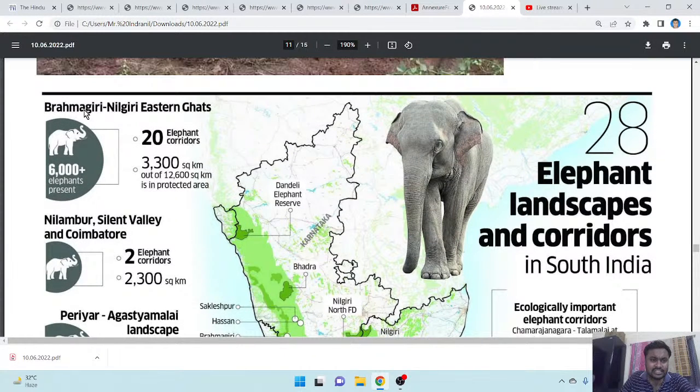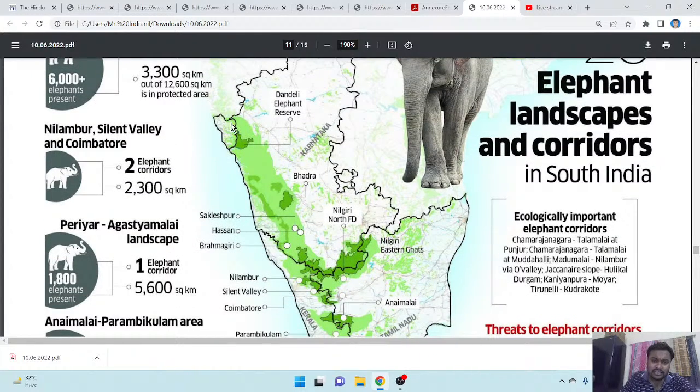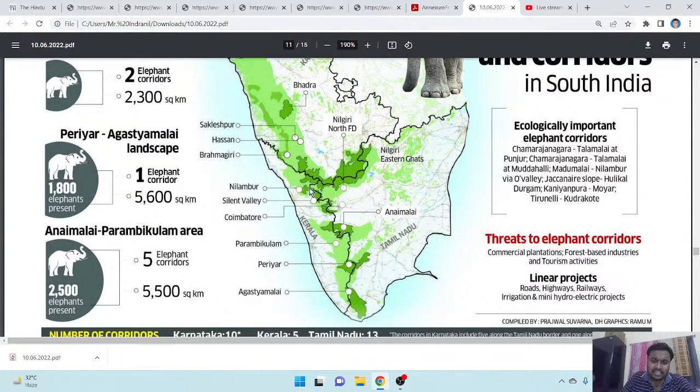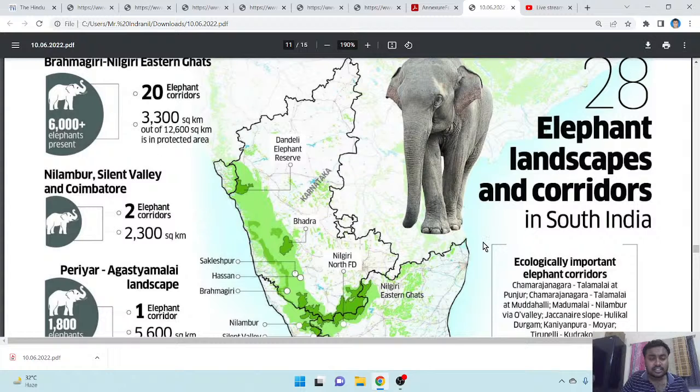And this location is situated in Karnataka as well as in Kerala, and some portion in Tamil Nadu also, as well as on the Karnataka Tamil Nadu border. It's a large area, consisting of a huge elephant population, more than 6,000, and nearly 70 elephants in Karnataka itself died in the last year.